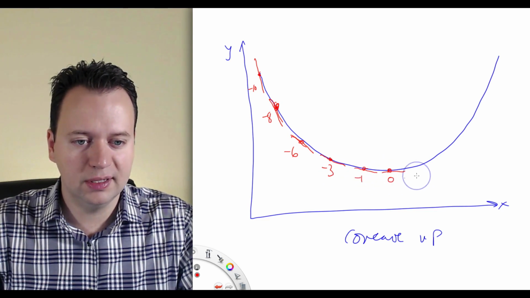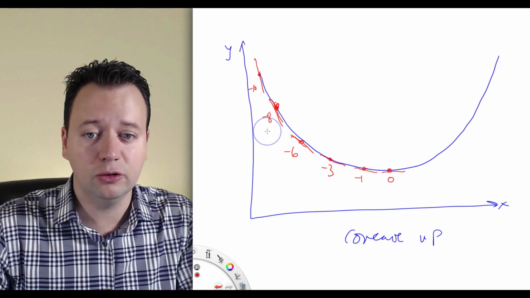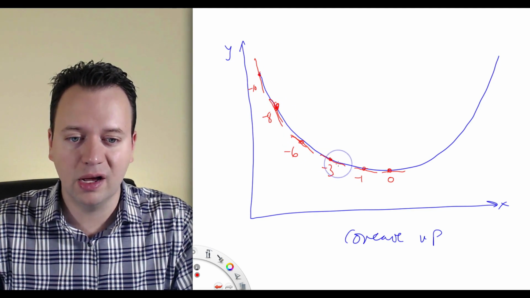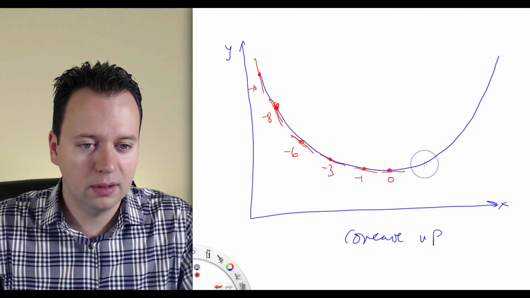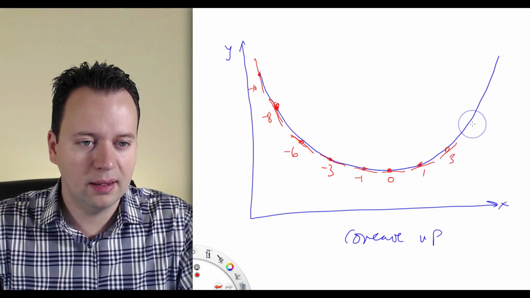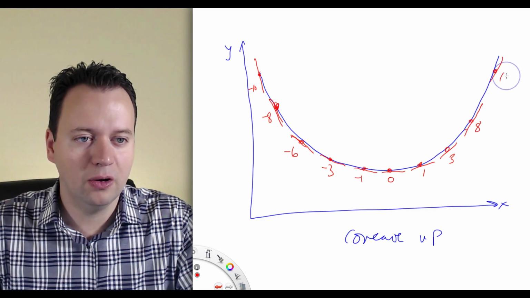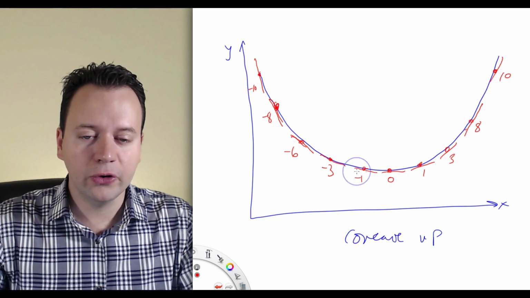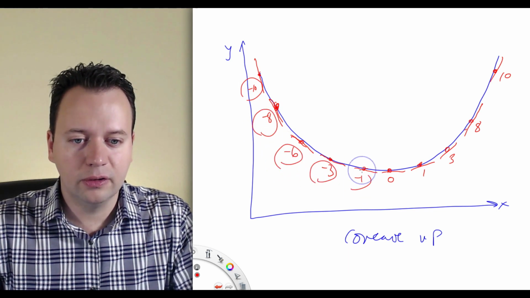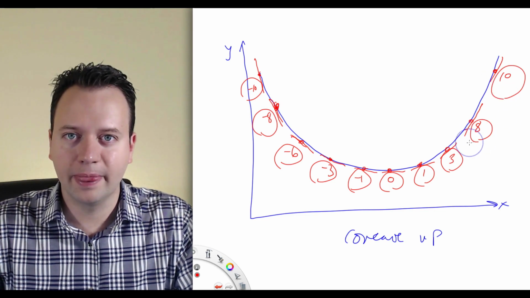Here the slope is 0. So the derivative, the values, remember the slope of the tangent line is equal to the derivative. So the derivative was minus 10, minus 8, minus 6, minus 3, minus 1, 0, 1, 3. Maybe the slope over here is 8. Maybe the slope up here is 10. So what do you notice about the values of the slopes? The slopes keep increasing, right?